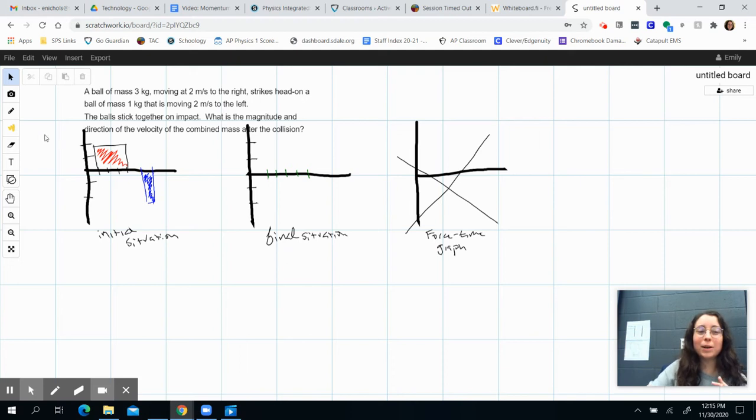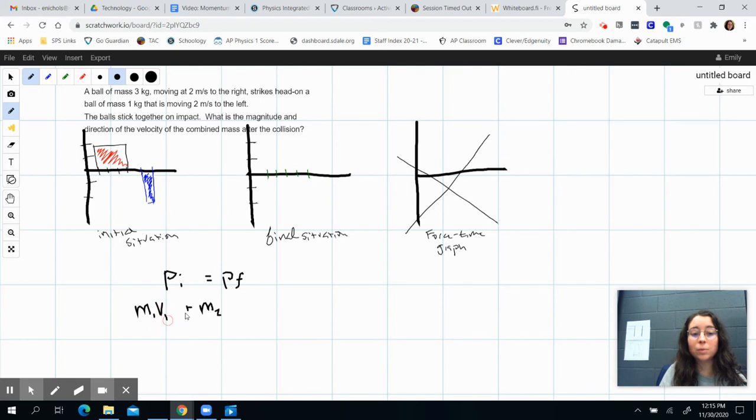Let's set up an equation so that we can actually do some math and solve this problem. So I know that my momentum initial has to equal my momentum final. In my initial scenario, I have 2 masses, M1 and M2, and they're going 2 different velocities, V1 and V2. So this is my momentum initial, P_i. And then it has to equal my momentum final.